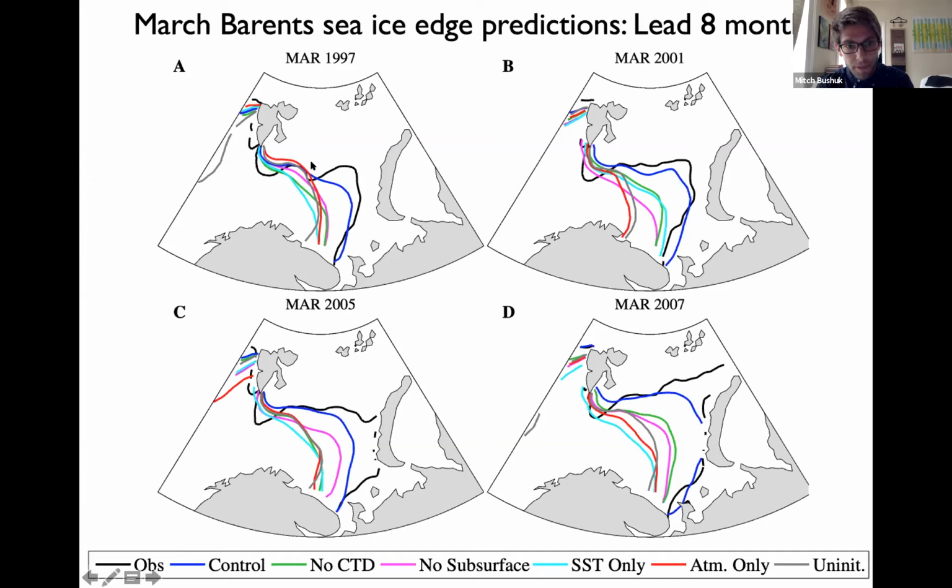And the black curves show the observed sea ice edge, and the blue line is the prediction that includes the CTD data. And at least in these 4 years I'm showing you here, I think you can appreciate that the CTD seems to be the very clear winner out of all these experiments.